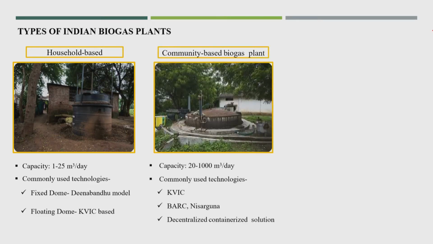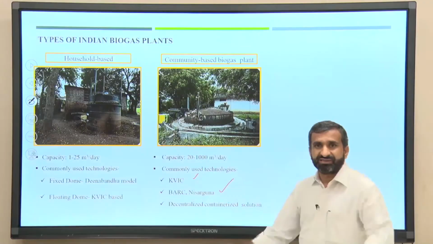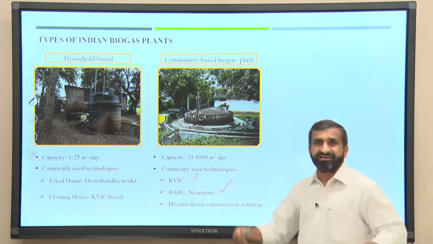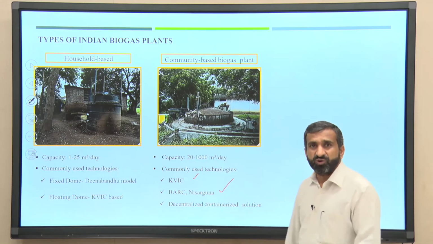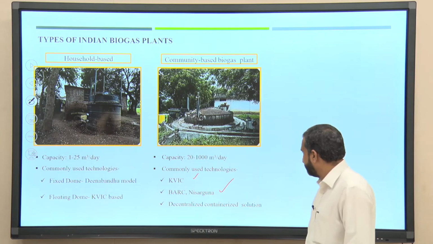This is a community based biogas plant, with a capacity of 20 to 1000 meter cube per day, and the commonly used technology could be based on KVIC also, and even BARC also came up with one technology called Nisarguna, where they maintain a higher thermophilic temperature operation of the reactor and are able to produce more methane gas.